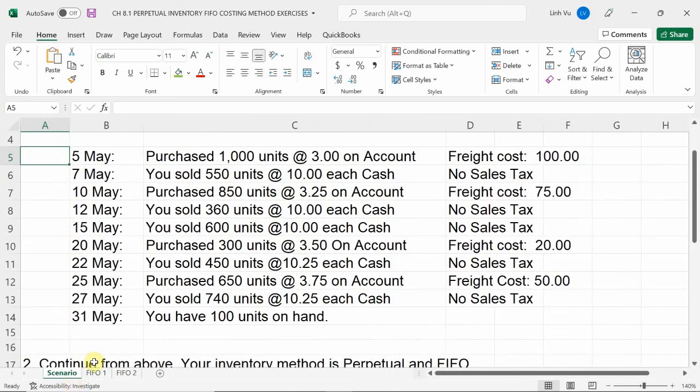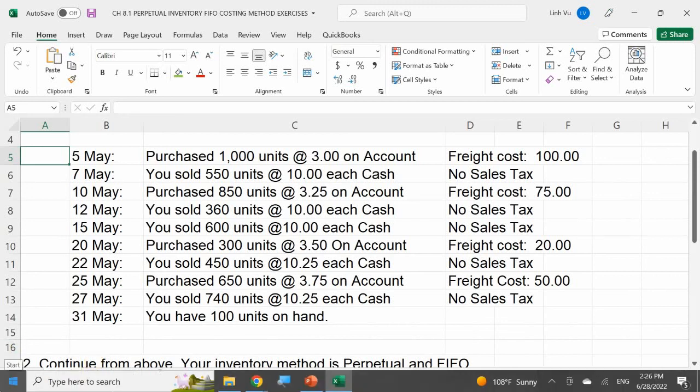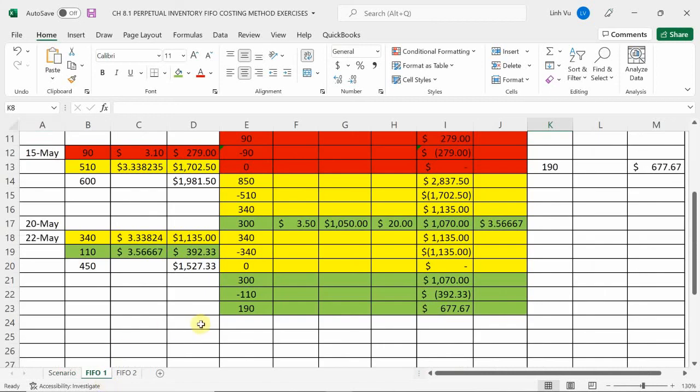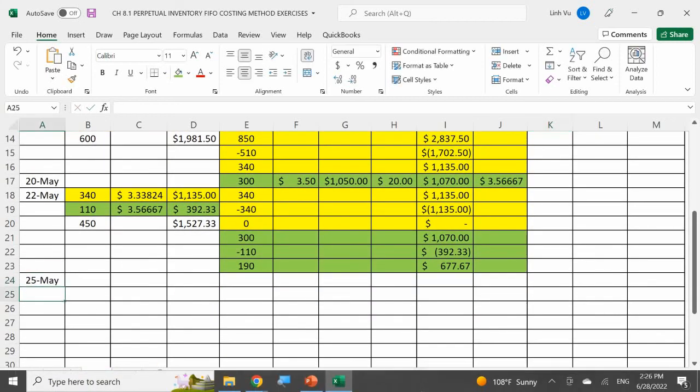May 25th rolls around. We end up purchasing our last batch of inventory here, for 650 units at $3.75 each with a freight of 50. So 650, 3.75 and $50. So May 25th, we didn't sell anything. We purchased 650 units at $3.75 each with a freight of 50.